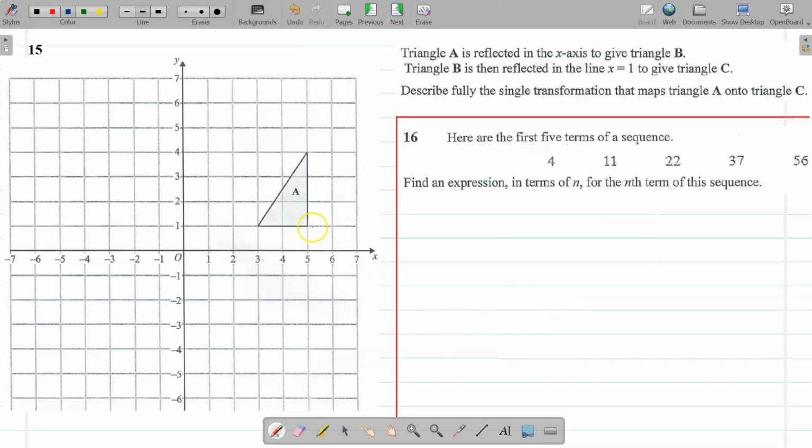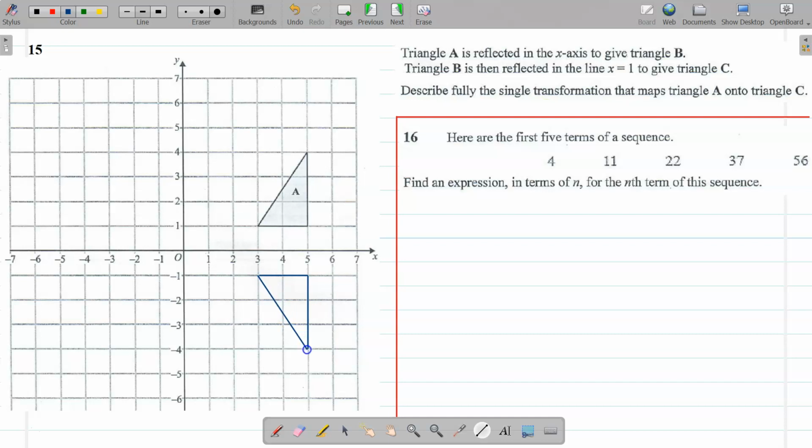Next question. Question 15, this is about transformations. We've got this triangle A, and we've got to do these things to it. We've got to reflect it in the x-axis to give triangle B. Well, there's the x-axis. So triangle B is going to be down here like this.